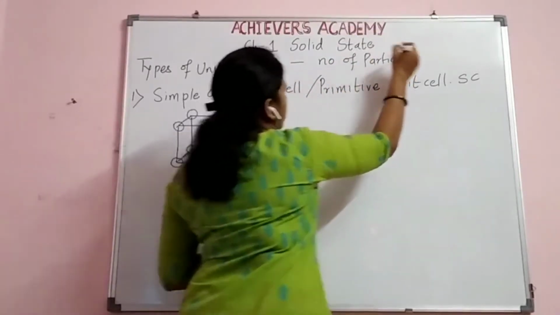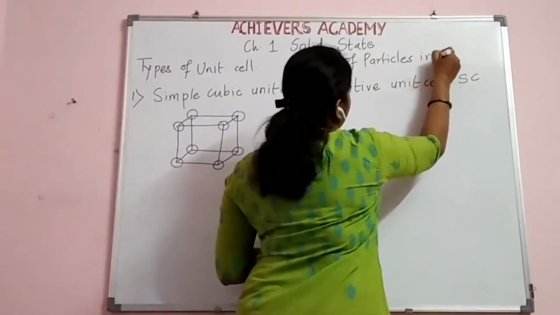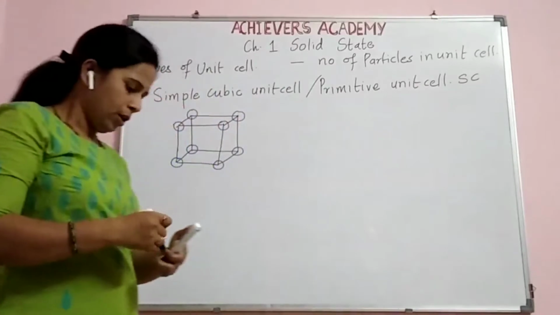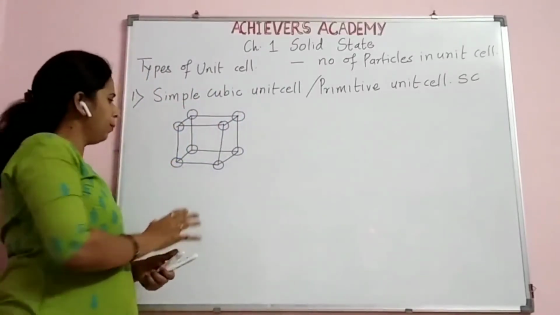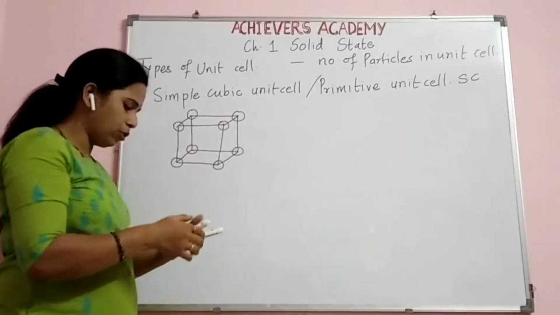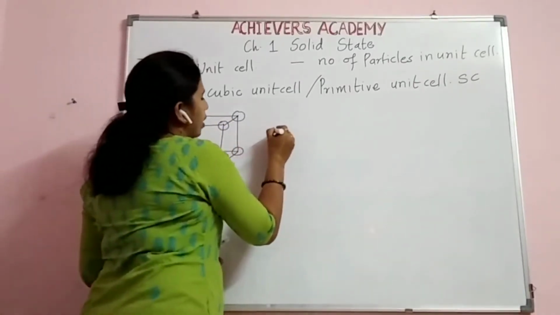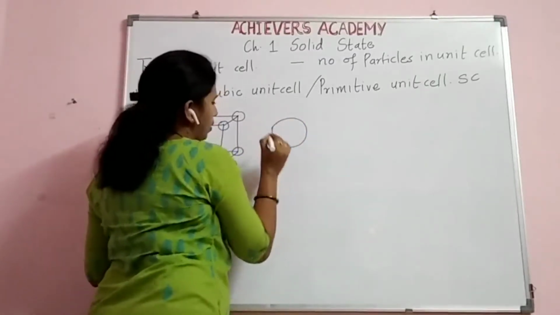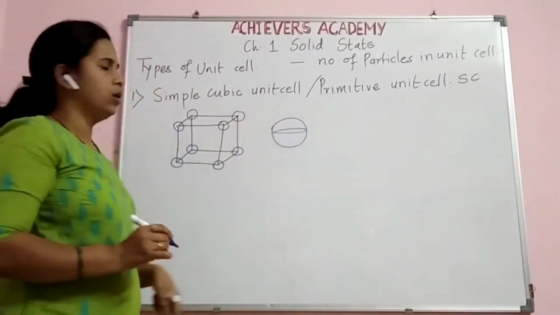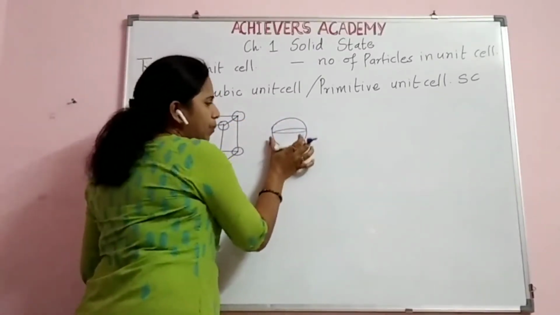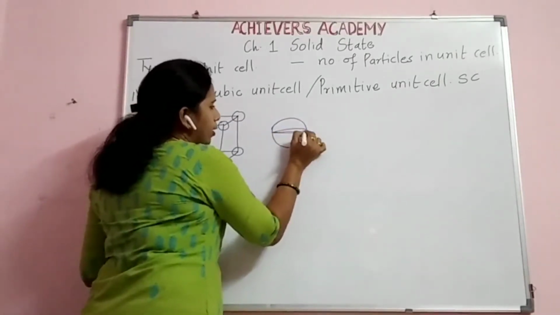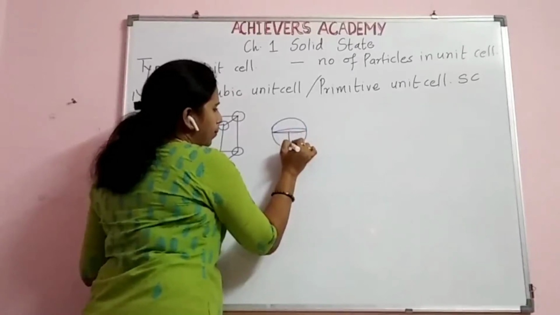Number of particles in a unit cell. Before that, let's understand here. Now see students, this particle is spherical. If this particle is a spherical particle, we can divide the particle into halves. Now this half particle we can divide into 4 parts.